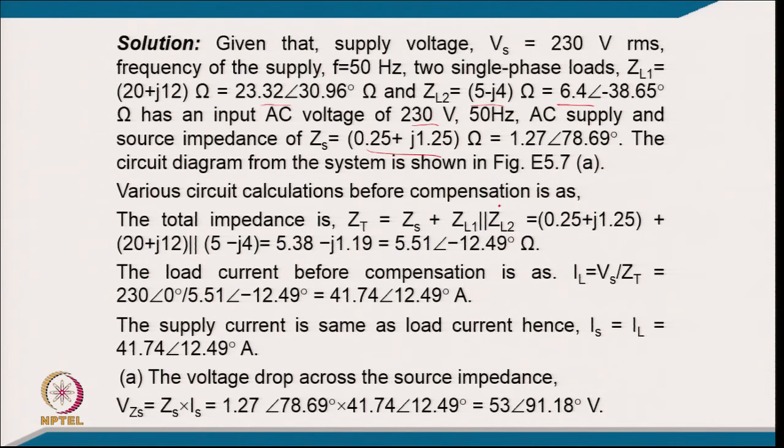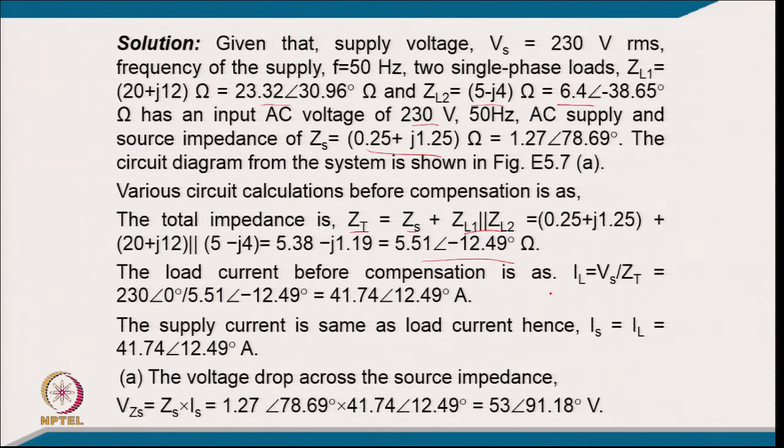So, various calculations before the compensation: we put the value of ZT equal to ZS plus the parallel impedance of both the impedances, because both are connected in parallel, and that total impedance comes to 5.51 at the angle of minus 12.49 degree ohms.